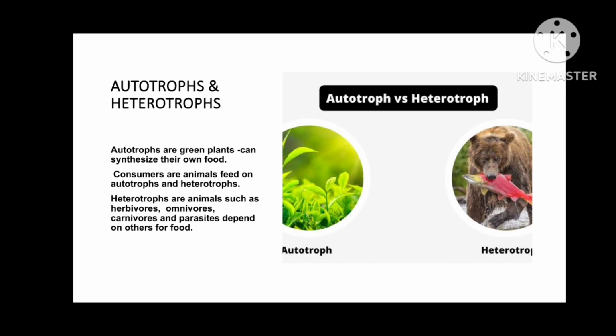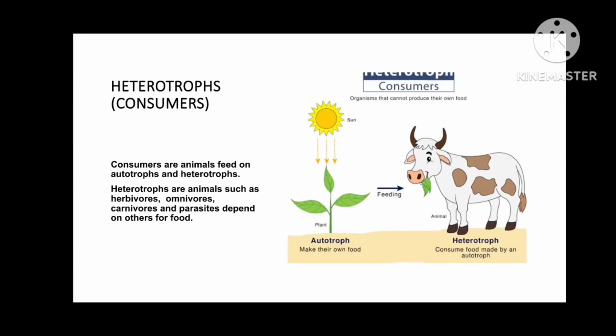Decomposers. Microorganisms such as bacteria and fungi obtain their food from dead and decaying matter and replenish the lost nutrients of the soil and maintain the mineral cycle. Heterotrophs are the animals or the consumers that feed on plants as well as other animals to obtain their food.